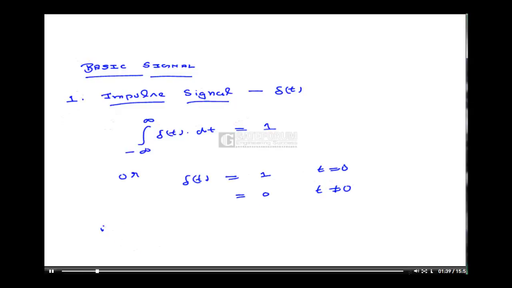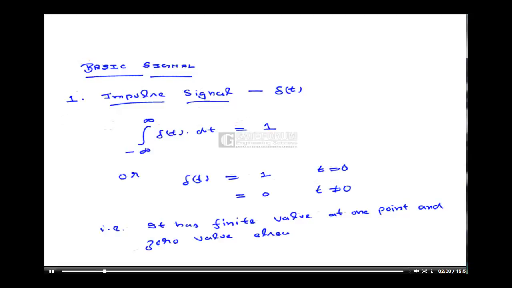That is, it has a finite value at one point and 0 value elsewhere. Okay, now we look at certain properties of the delta function.